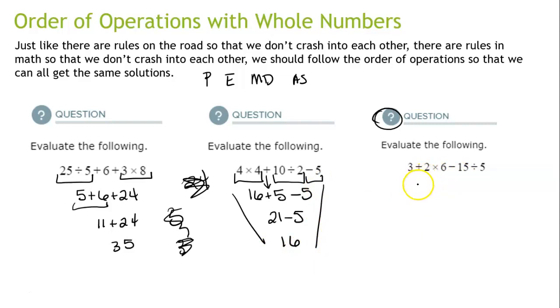All right, you should have recognized that there were no parentheses or other grouping symbols, no exponents, but there was multiplication and division. The 3 plus just comes down. We haven't used that yet. 2 times 6 becomes 12. I'm going to bring the minus down. 15 divided by 5 becomes 3. 3 plus 12 should have become 15, and 15 minus 3 should have become 12 there. Nice job.